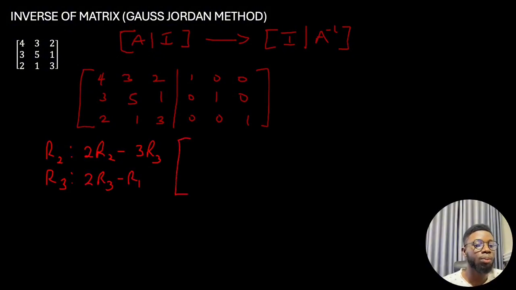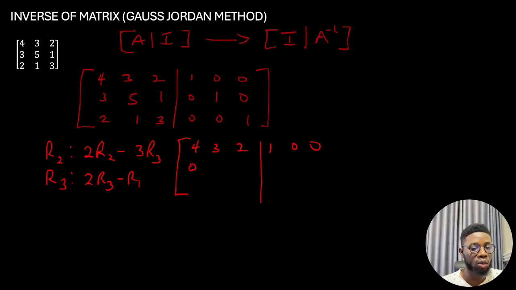Because nothing is happening to the first row yet, we can have 4, 3, 2, augmented with 1, 0, 0. Now let's perform the operation. If I say 2 multiplied by 3, that's 6. 3 multiplied by 2, that's 6 as well. So 6 minus 6 gives 0. That one we know already. Going forward, we have 2 multiplied by 5, where 5 is the next element in row 2. So 2 multiplied by 5 is 10. Then 3 multiplied by 1, which is the element in row 3, would be 3.